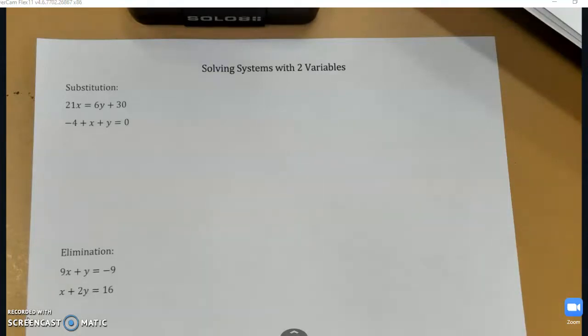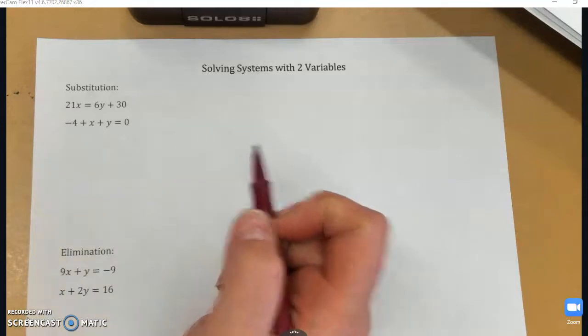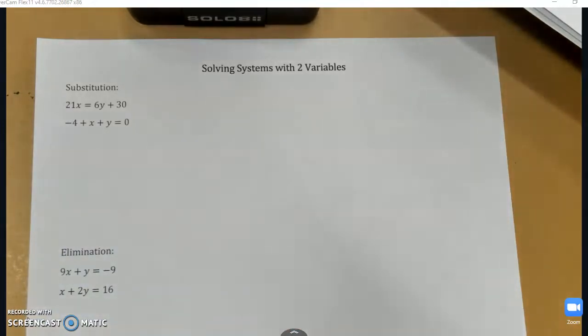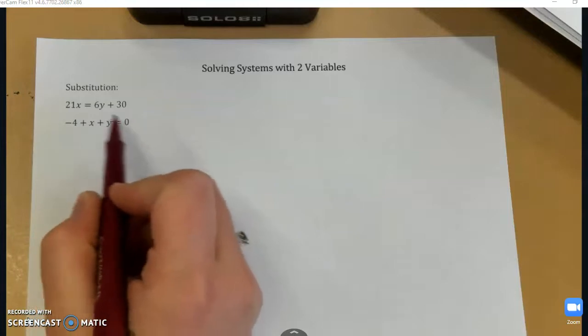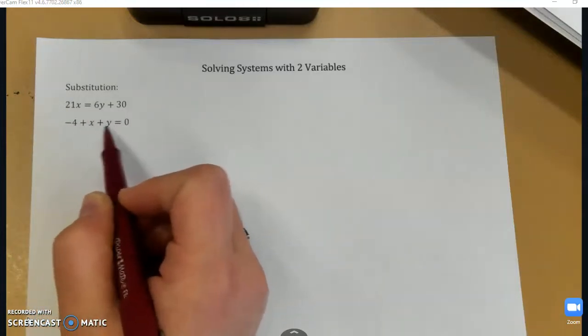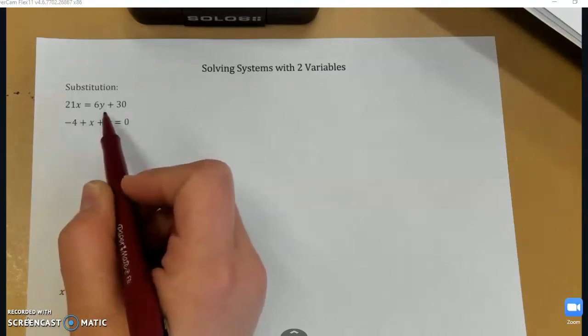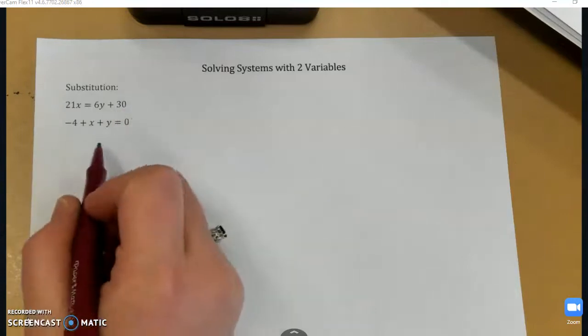Remember, a system means more than one equation. So when we have two variables, in order to solve it, we need at least two equations. Substitution means I get one of my variables alone and substitute it into the other equation. Looking at my second equation here, this one is going to be easier to get either x or y alone because the coefficient is 1. If I were to get x or y alone in the top equation, I would have to do some division and get some not pretty numbers.